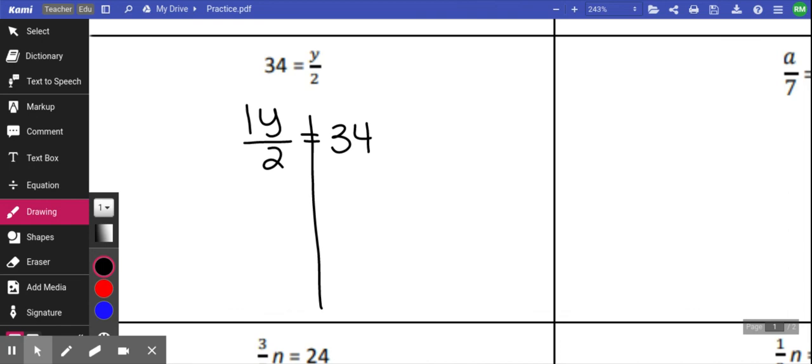Division? Keep, change, flip. Yes. What did you say? Keep, change, flip. KCF or something? KFC? I don't know. That's what one student said. Yes, David.